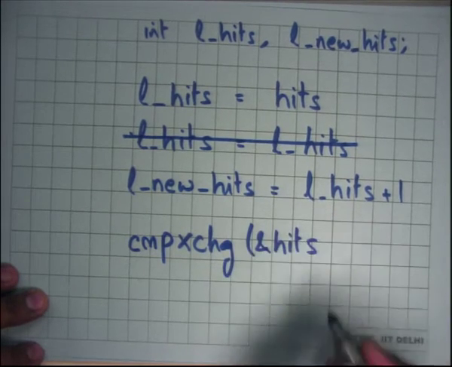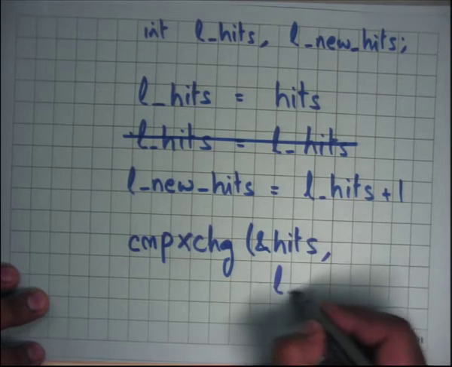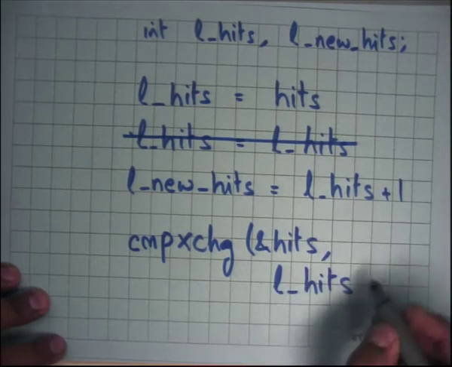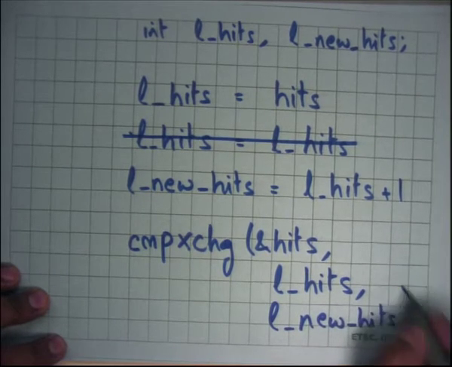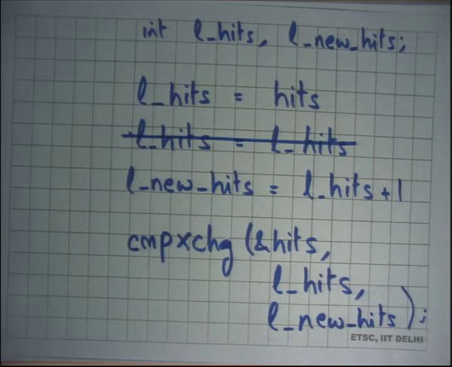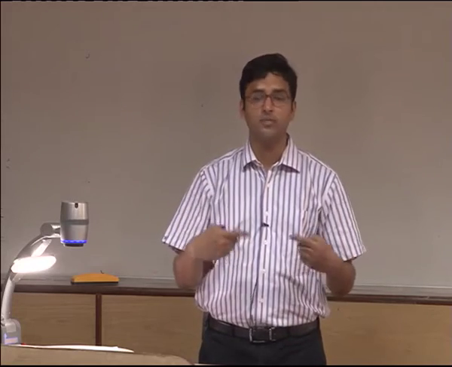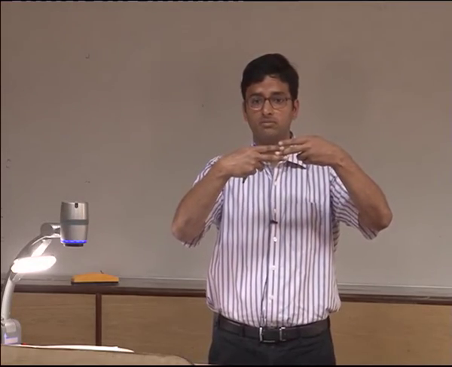hits as the address, L_hits is the old value, and L_new_hits is the new value, right. So I am going to atomically try to update the shared variable hits with L_new_hits, but I will only do it if the hits variable still is equal to the old value. If it is not equal to the old value, what does it mean? Somebody has concurrently tried to increment hits, and so you should not commit, you should not update now, right. So you should not have the lost increment problem, right.